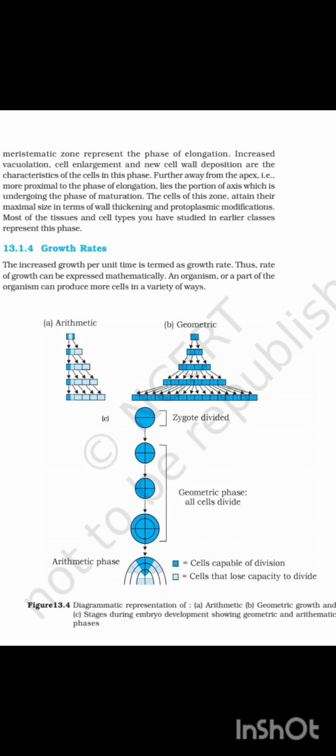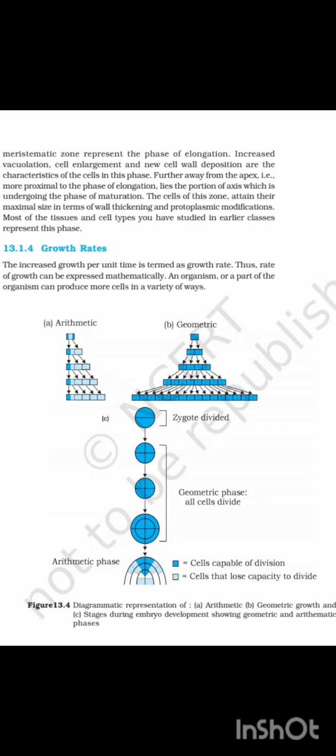13.1.4 Growth rates. The increased growth per unit time is termed as growth rate. Thus, the rate of growth can be expressed mathematically. An organism or a part of the organism can produce more cells in a variety of ways.